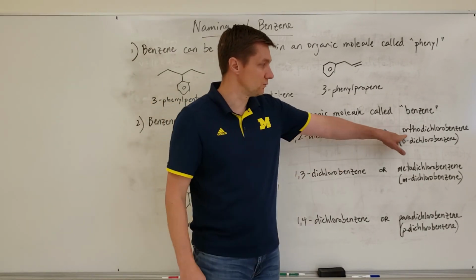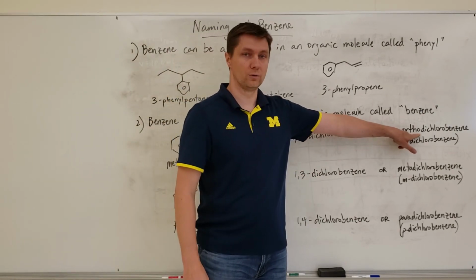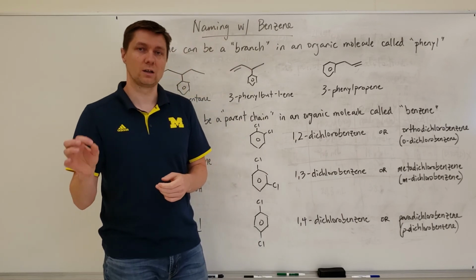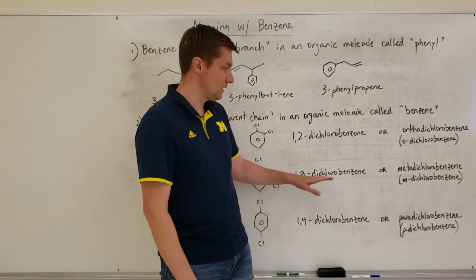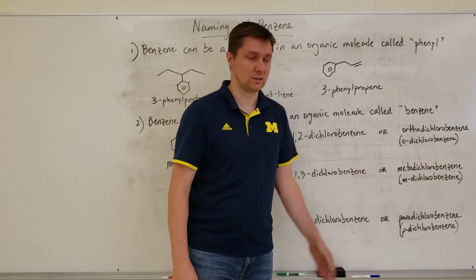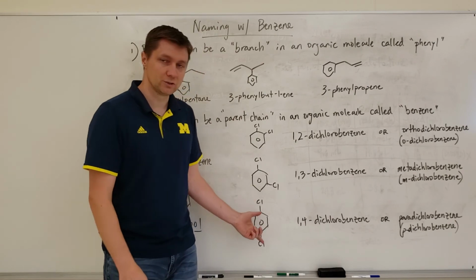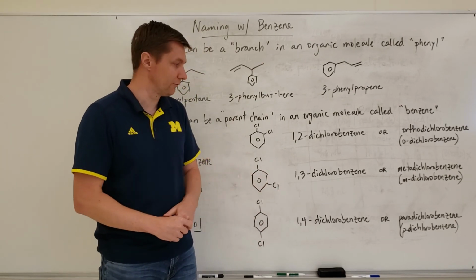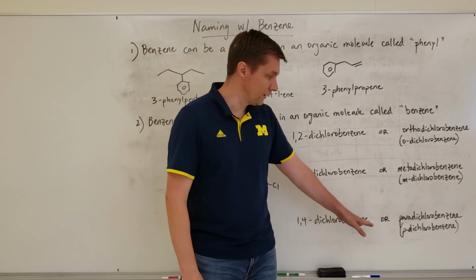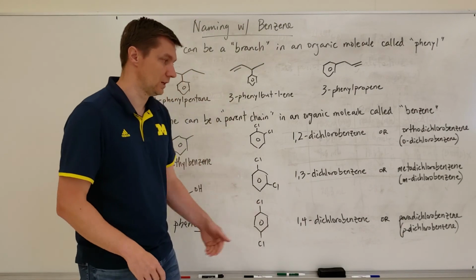And that prefix for the 1, 2 orientation is ortho. So we say ortho-dichlorobenzene. If it's in the 1, 3 orientation, then we can say meta-dichlorobenzene. And if it's in the 1, 4 orientation, and these branches don't have to be halides, they could be alkyl branches like methyls or ethyls or whatever, we can say para-dichlorobenzene in this case.